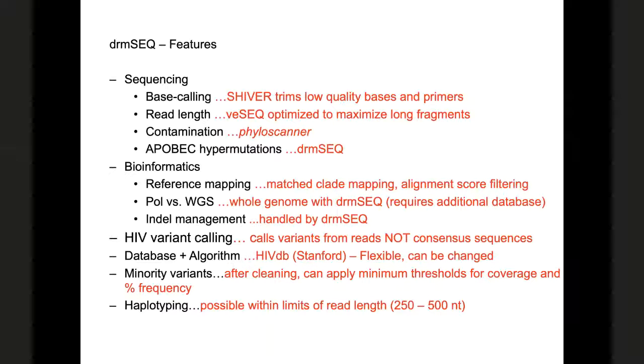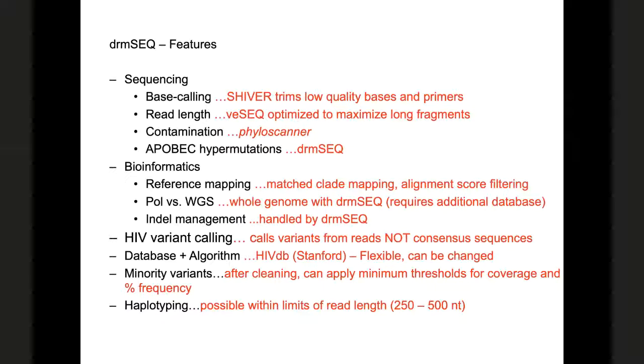The latest addition is a way of spotting APOBEC hypermutations within the sequences, which is also within the DRM-seq pipeline. And as I mentioned, the reference mapping matches each read to the closest matching reference. That could be a clade B, D, F, whatever. And if the alignment is poor, then there is a step for filtering off very poor alignments, assuming that they're garbage.